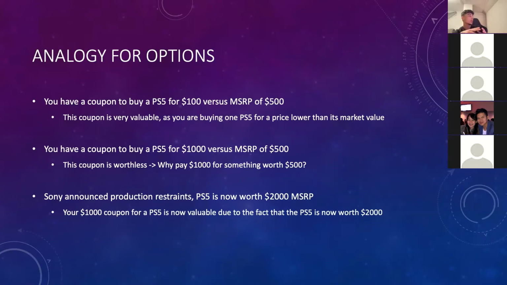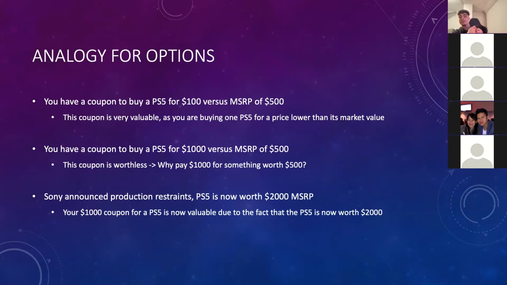Now, let's say you have a coupon to buy a PS5 today for $1,000. Hypothetically, you can go into Best Buy and buy it for $500. You'd be paying $500 more. There's no value there. No one wants to pay more for something that they can buy for $500. That's what we call an out of the money contract. I'll get to that later on in a few more slides, but just on that same note.